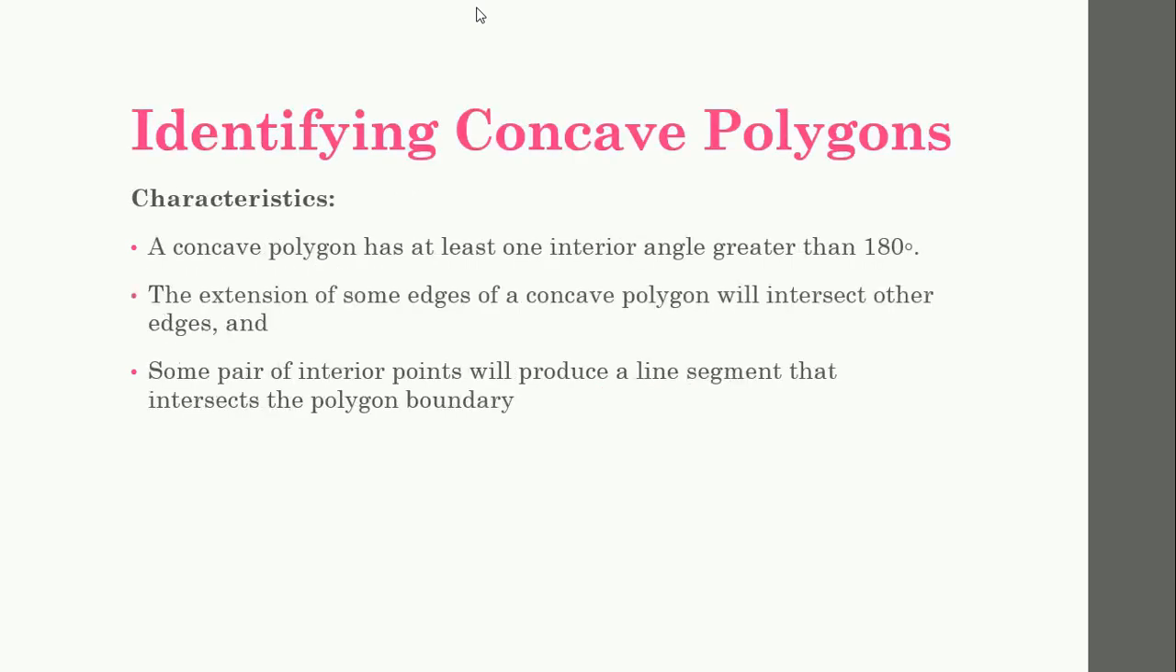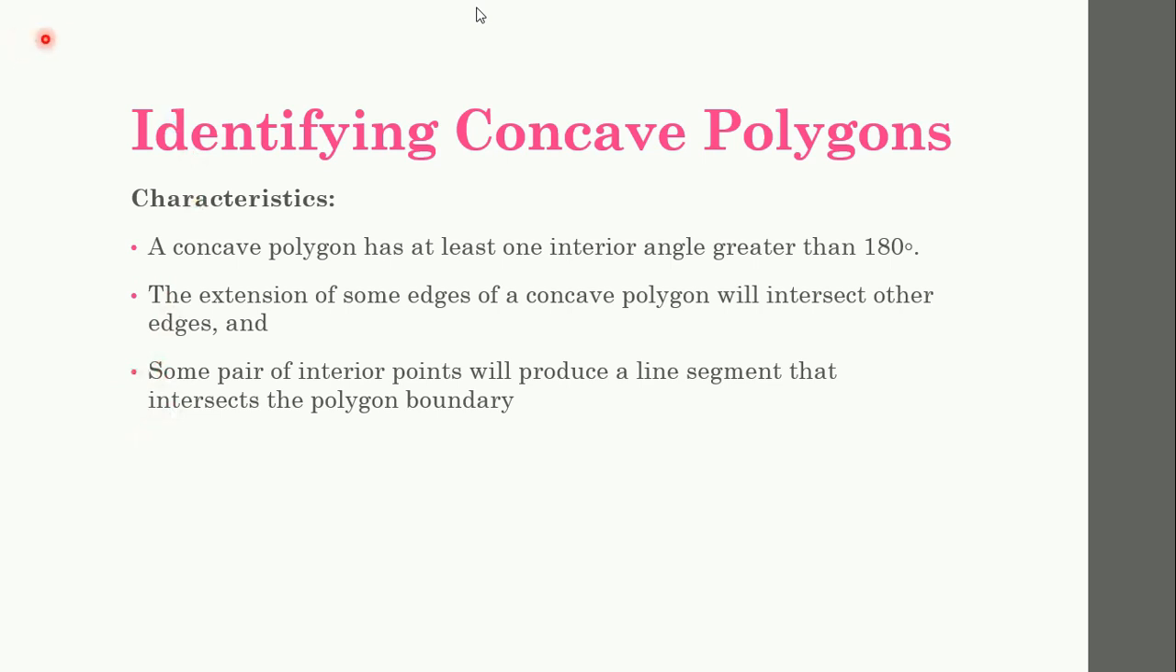So let us see some of the characteristics of concave polygons. A concave polygon has at least one interior angle greater than 180 degrees, as you've seen in the previous example. The extension of some edges of a concave polygon will intersect with other edges also. And some pair of interior points will produce a line segment that intersects the polygon boundary. So these are a few characteristics of concave polygons. You can easily remember this.